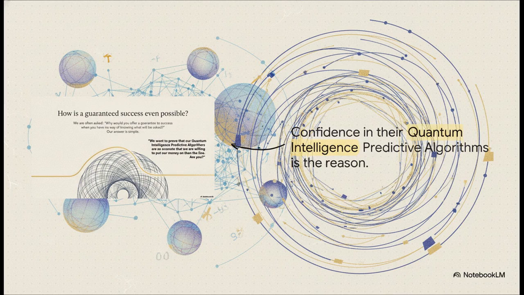So you have to ask, how on earth can they make a promise like that? Well, according to them, the answer is simple. They have total, unshakable faith in their quantum intelligence predictive algorithms. They believe their system is so good, so accurate at finding that path of least resistance for you, that they're literally willing to put their money where their mouth is.